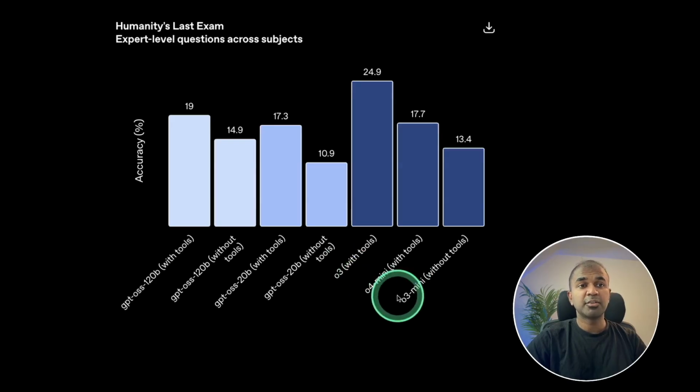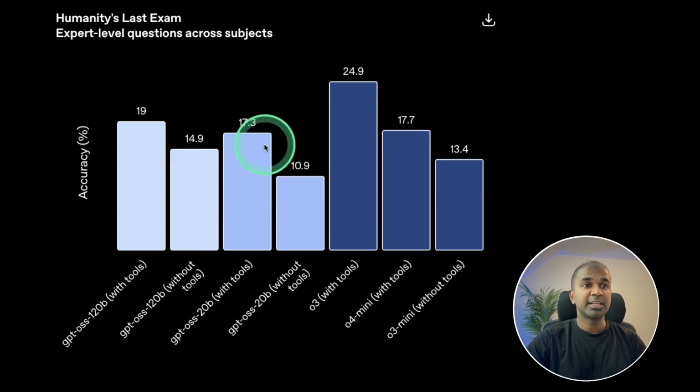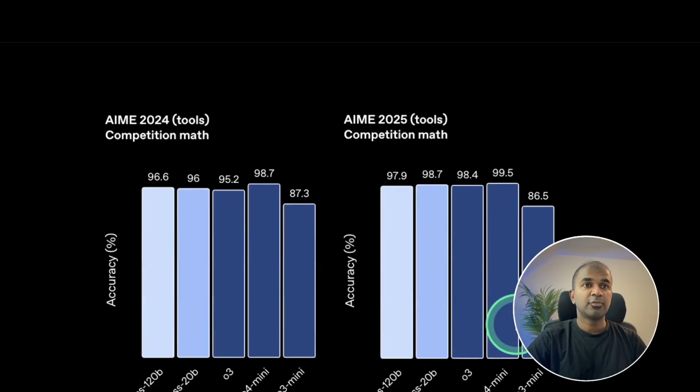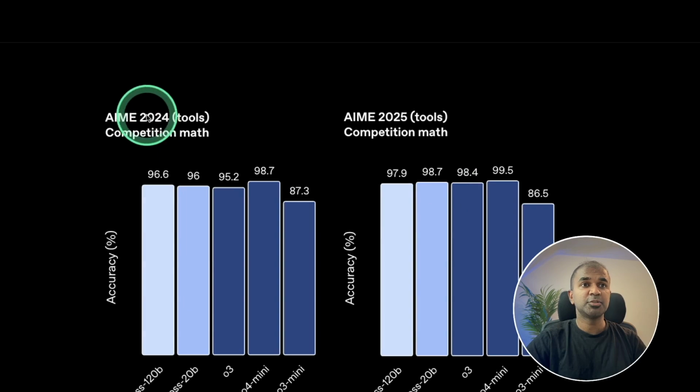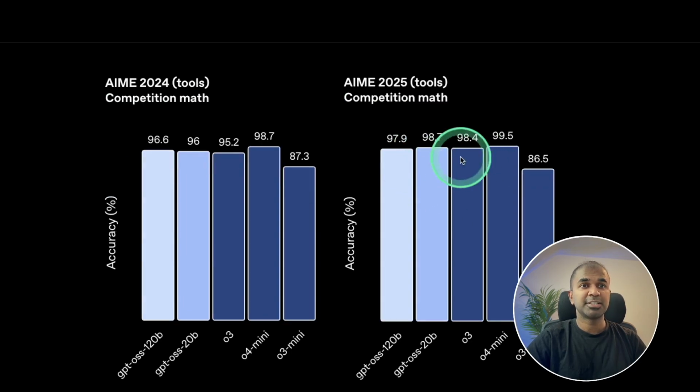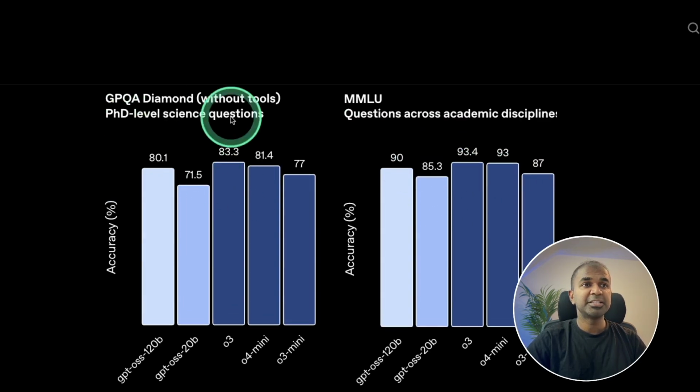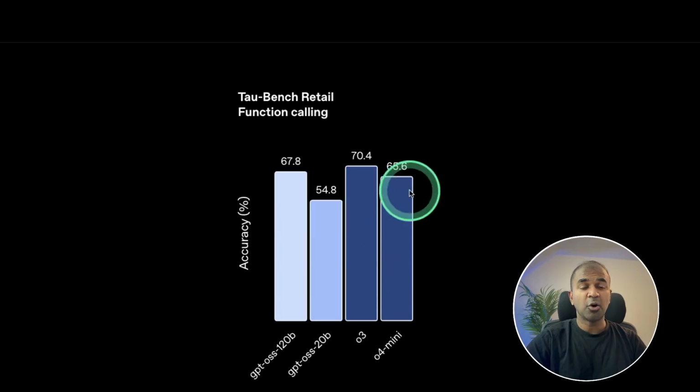When compared with other O3 and O4 models, this 120 billion is on par with the other models. With tools, it's getting a higher accuracy compared to without tools, which means this has more agentic behavior. For other benchmarks such as AIME 2024-25, the accuracy is relatively similar. For PhD level science questions without tools, this one beats O3 mini. In function calling, it beats O4 mini.